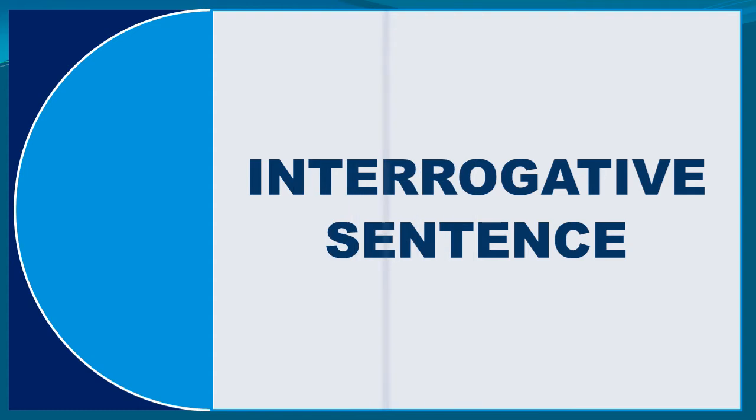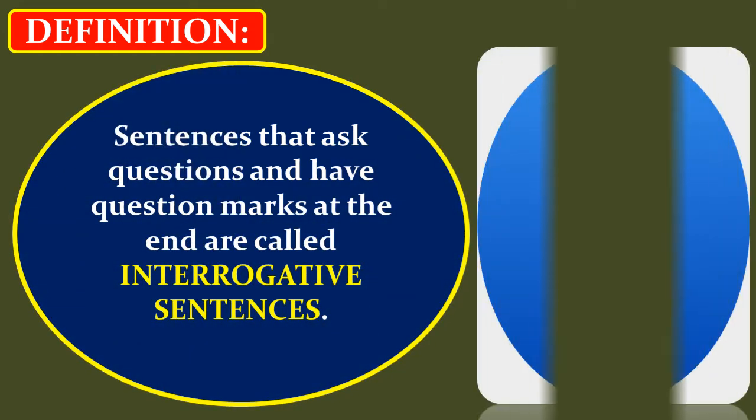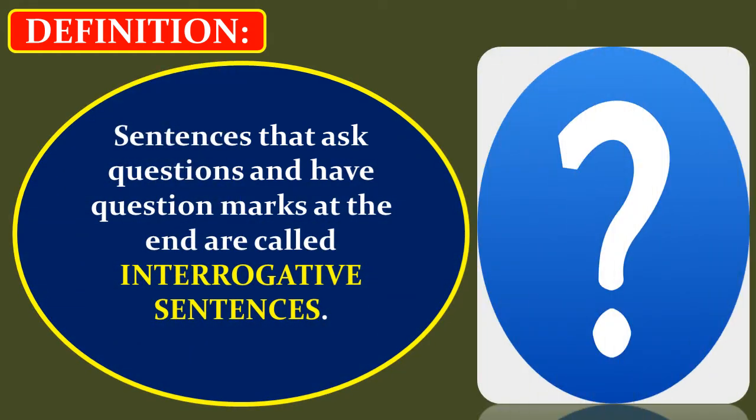Through this video, we shall discuss a new chapter, that is interrogative sentences. In fact, in this chapter, we learn how to convert assertive sentences or affirmative sentences into interrogative sentences. Before we move further, let us know first what is an interrogative sentence. An interrogative sentence is a sentence that asks questions, and at the end of the sentence we use a question mark.